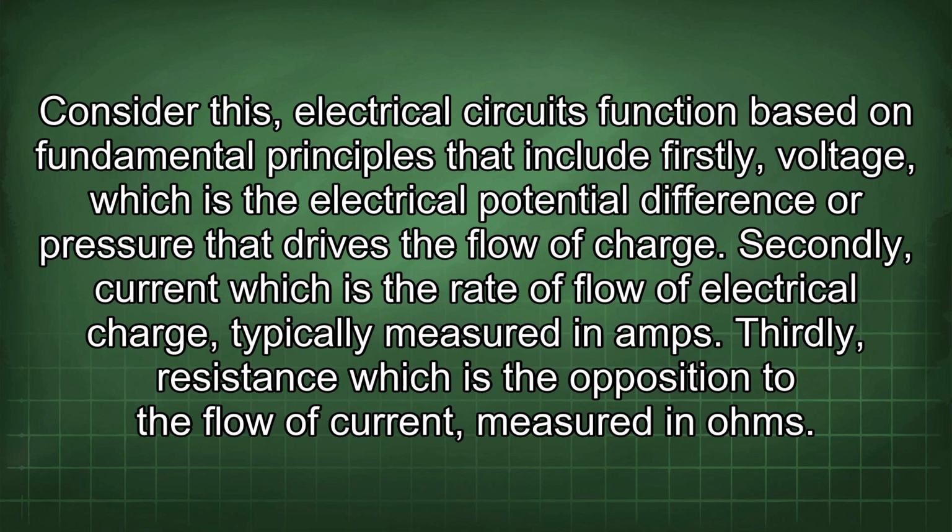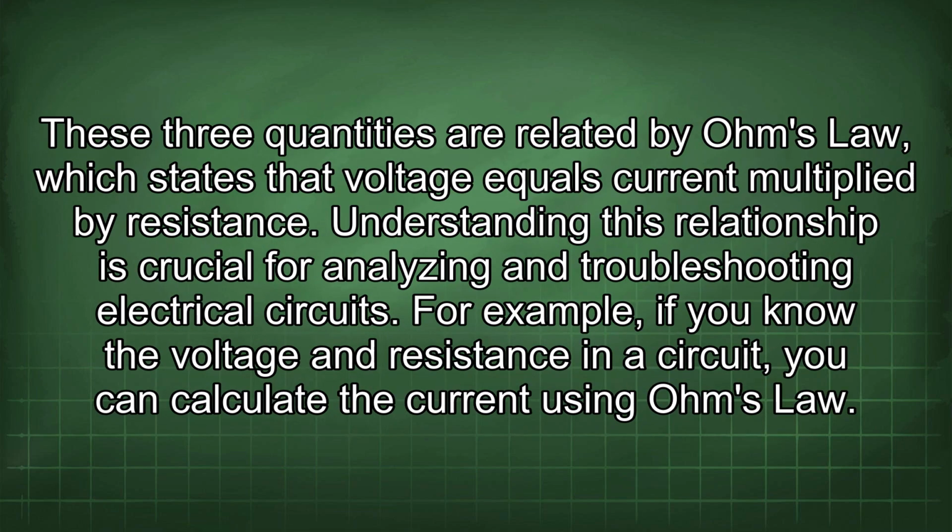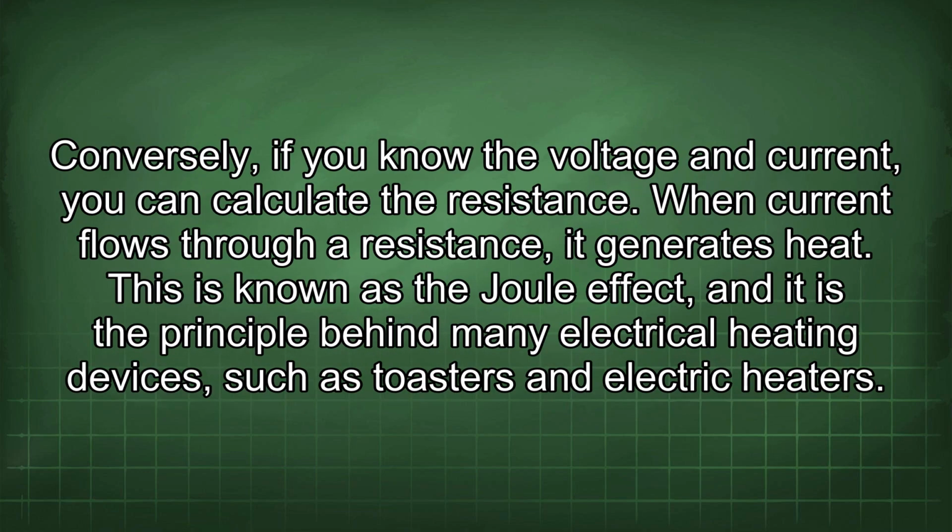Thirdly, resistance, which is the opposition to the flow of current measured in ohms. These three quantities are related by Ohm's law, which states that voltage equals current multiplied by resistance. Understanding this relationship is crucial for analyzing and troubleshooting electrical circuits. For example, if you know the voltage and resistance in a circuit, you can calculate the current using Ohm's law. Conversely, if you know the voltage and current, you can calculate the resistance.